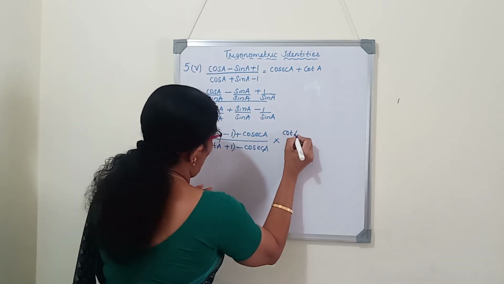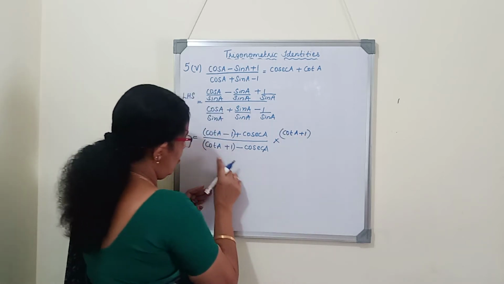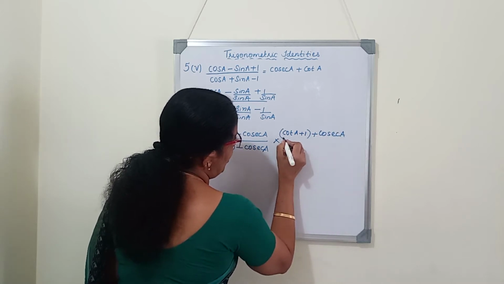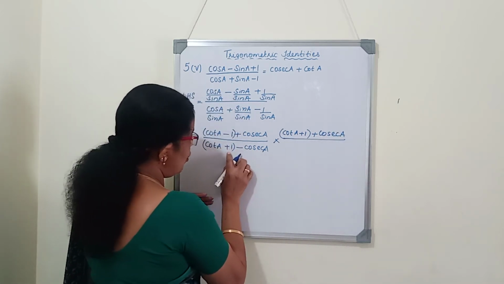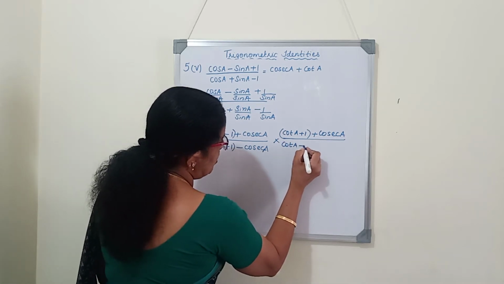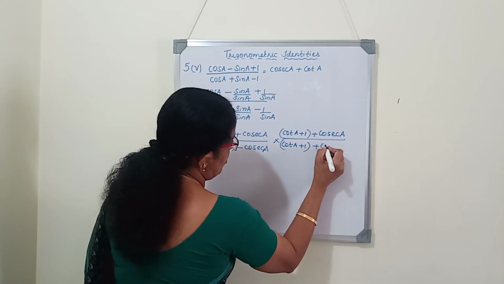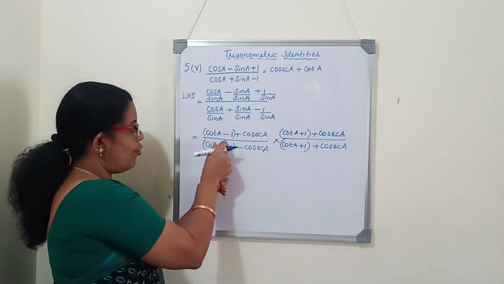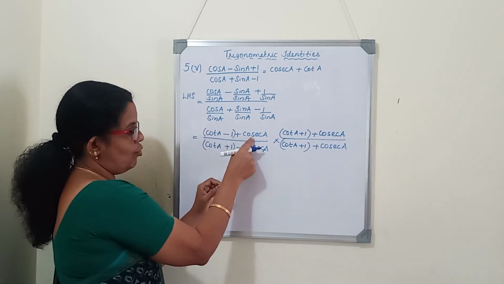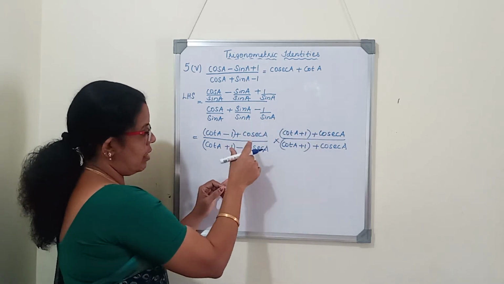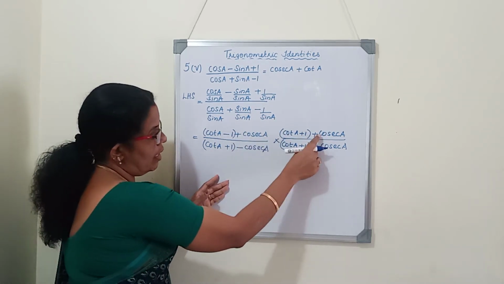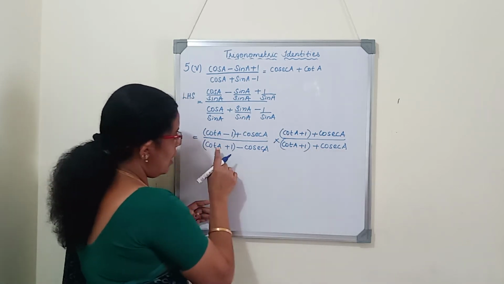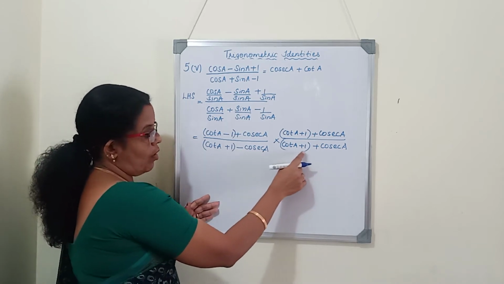We will change the sign. As we consider this as one term, the sign changes and we write plus cosec A. We multiply the numerator and denominator by the conjugate of the denominator. Now in the numerator there are 4 terms; we consider them as two binomials, and here also two binomials are there. So we do binomial multiplication in the numerator, and in the denominator we consider A plus B into A minus B and apply the formula A square minus B square.